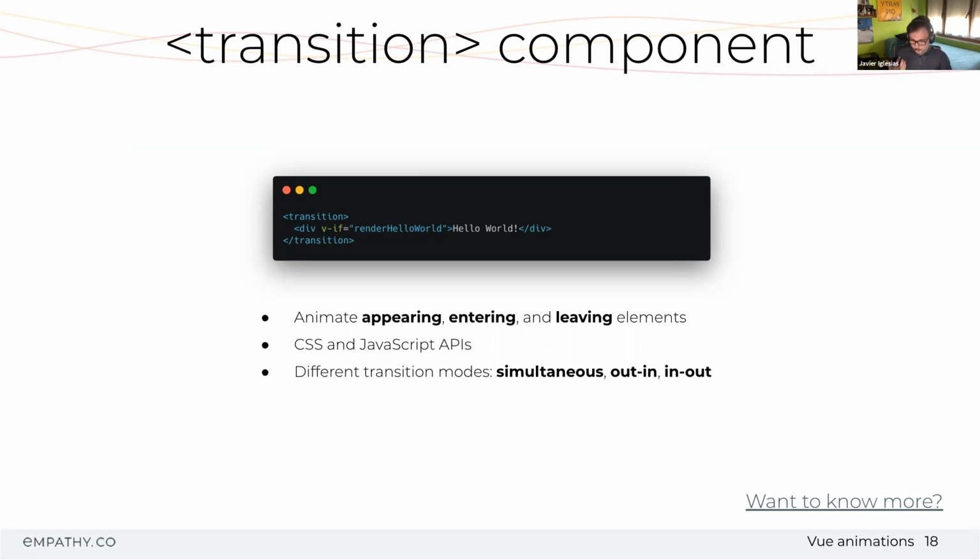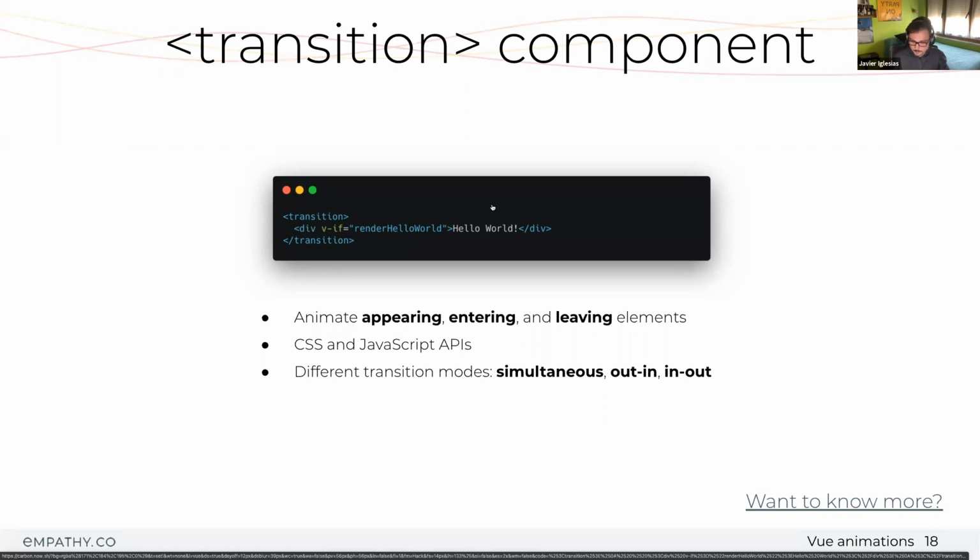And you can also provide a different transition mode. The transition mode is a property that you can use when you are toggling between different elements. You can make the leaving animation of the first element happen before the second element appears. So it's kind of like orchestrating the animations a little bit.